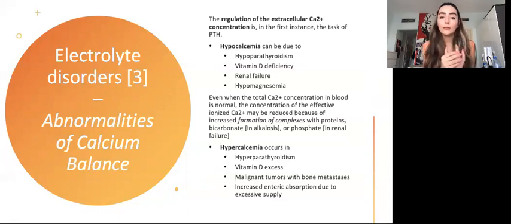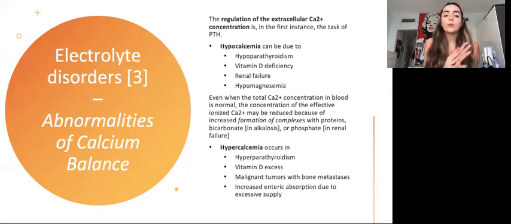Now, hypocalcemia itself can be from hypoparathyroidism, vitamin D deficiency, renal failure, or hypomagnesemia. In renal failure, the phosphate elimination by the kidneys is reduced. Therefore, the plasma phosphate level rises, and the calcium phosphate is then deposited in the body. This is one of the consequences of renal failure.